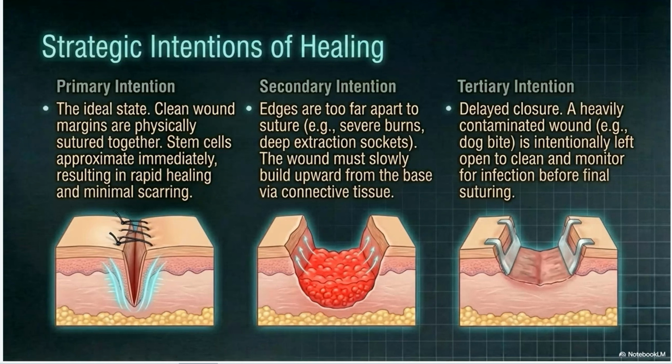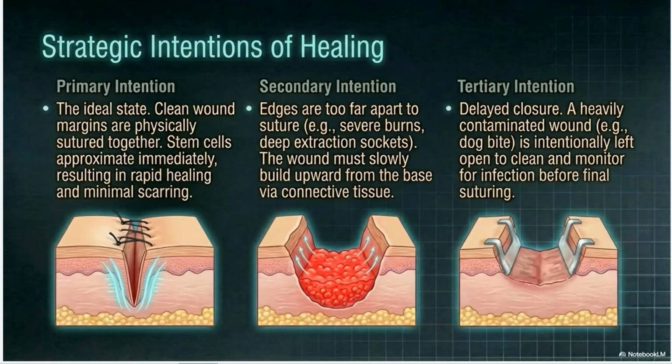Secondary intention occurs when the wound edges cannot be closed directly. This may happen with large wounds, severe burns, or contaminated injuries. In these cases, the wound heals gradually as new tissue grows from the base upward.